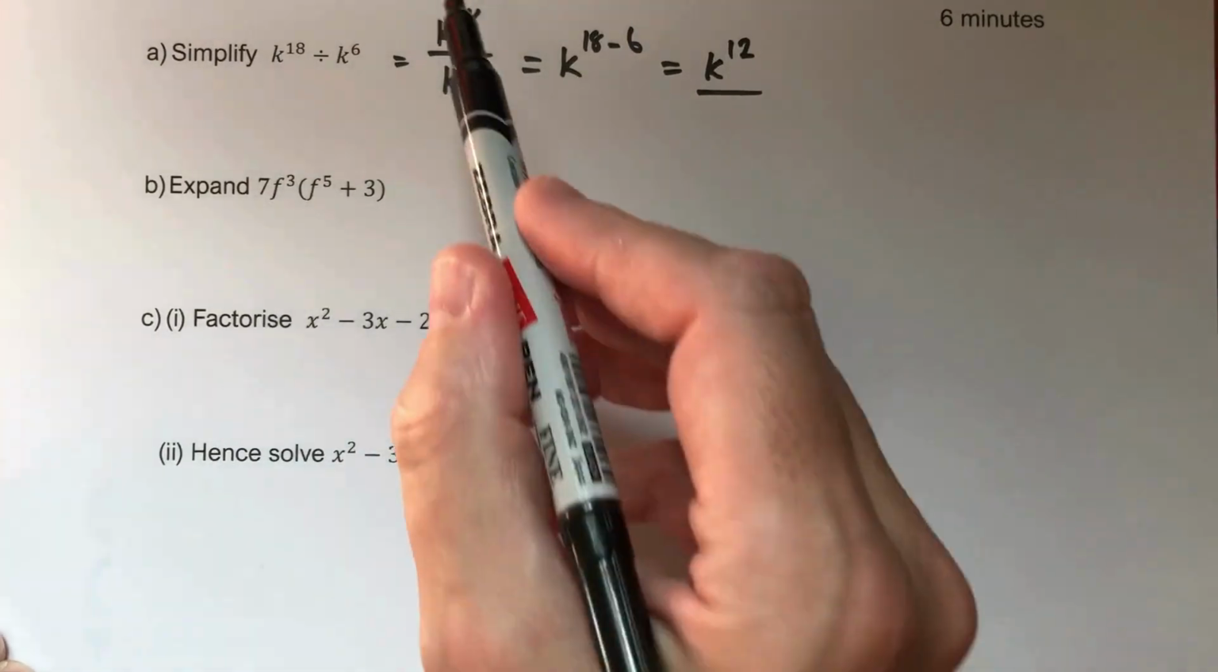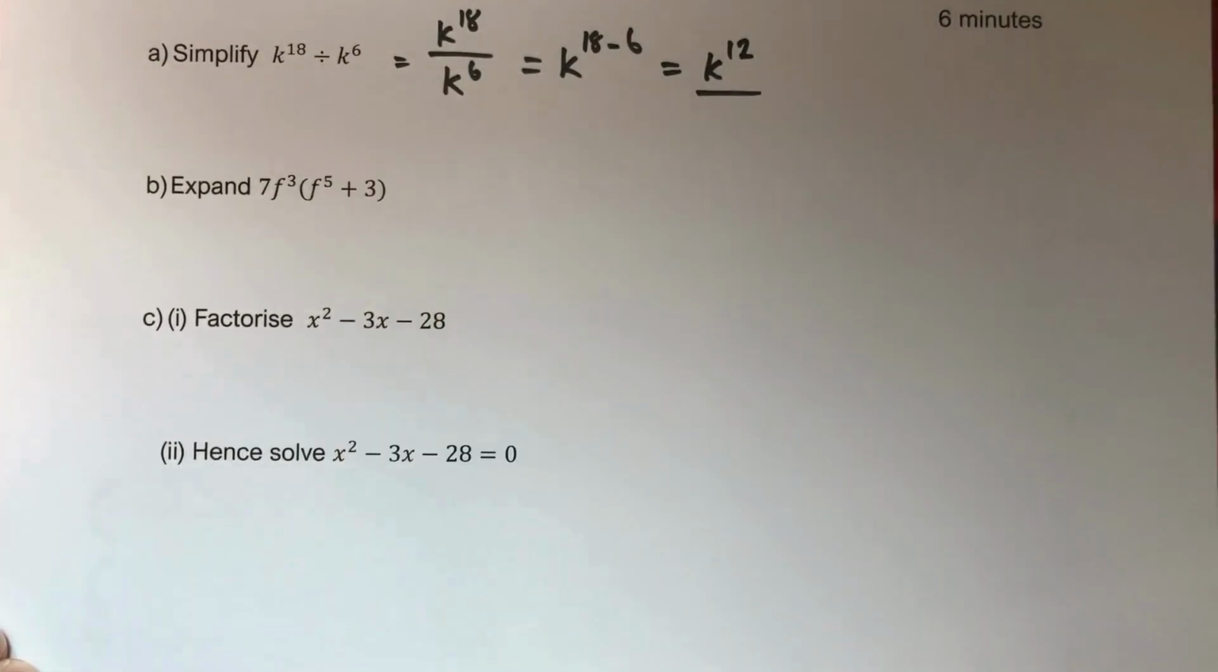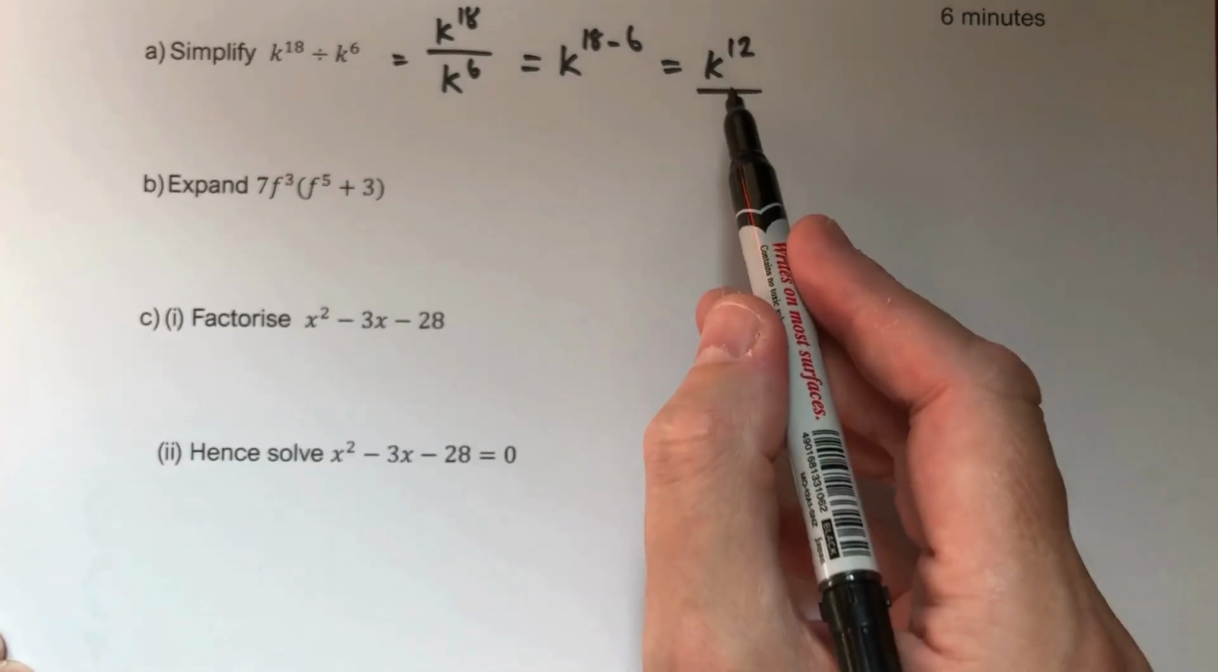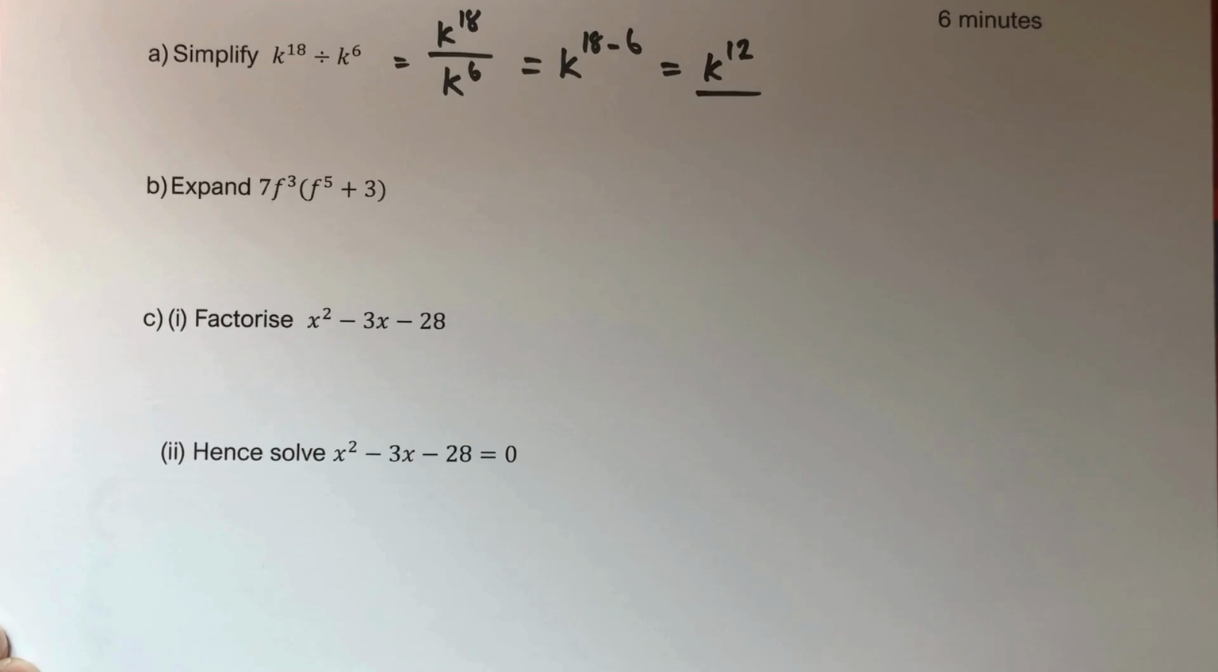Be careful of the common error here of doing 18 divided by 6. It's not k to the power 3, it's k to the power 12.